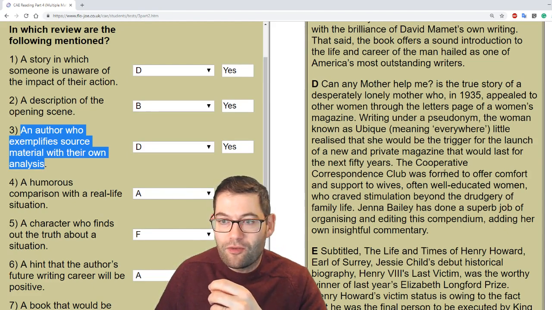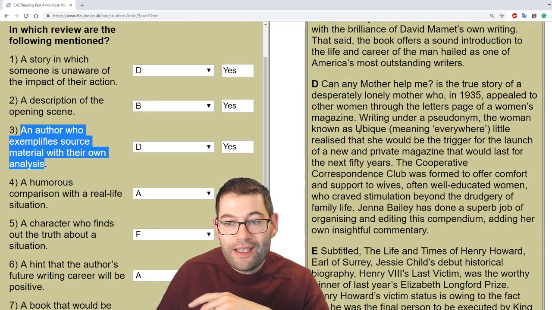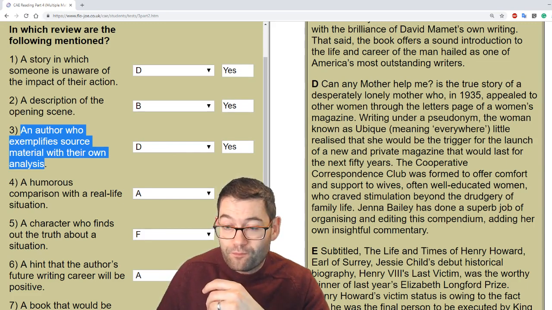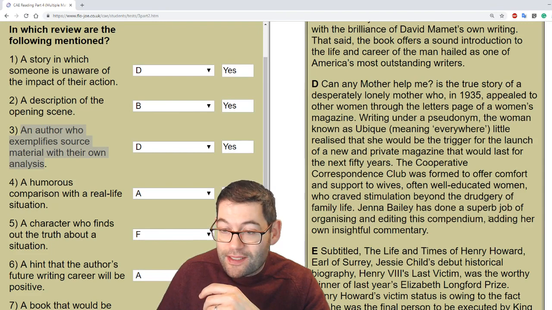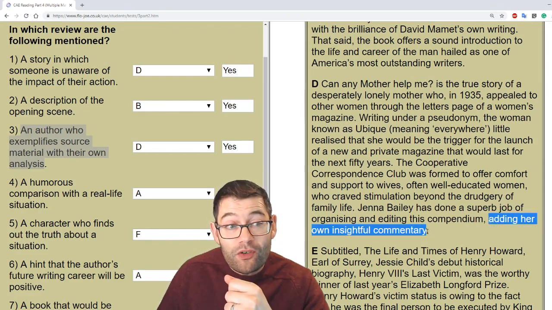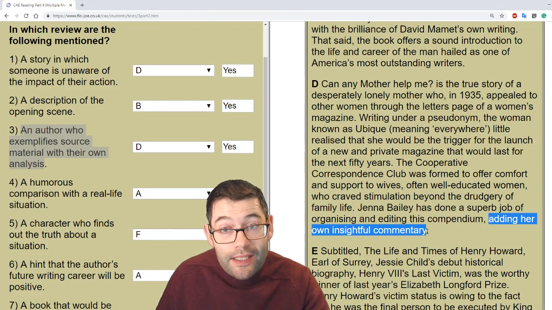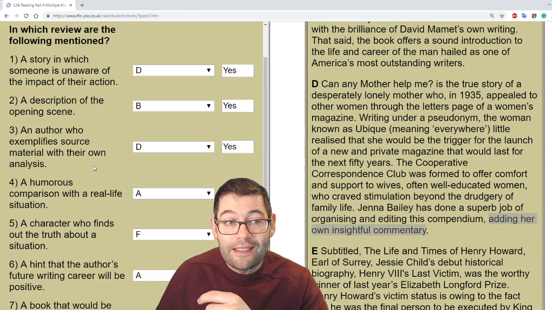and we're looking for the vocabulary link, and we can find it right at the end of D, where it says Jenna Bailey, who is the author, has done a superb job of organising and editing this compendium, adding, and this is the key bit here, adding her own insightful commentary, which is her own analysis. So this is the vocabulary link to own analysis.